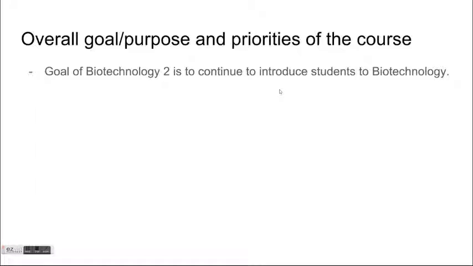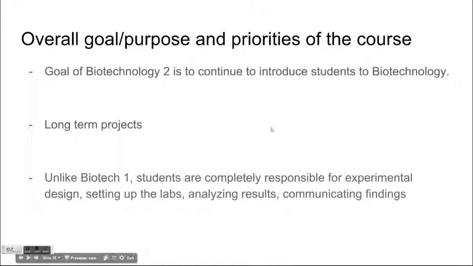And so students in the Biotech 2 class are involved in long-term projects where, unlike Biotech 1, the students are completely responsible for the experimental design, setting up the labs, analyzing the results, and communicating the findings. So it's not like students in Biotech 1 aren't doing some of those things, but there's a lot of background lab prep that goes on for that class. In Biotech 2, the students are completely responsible for that.